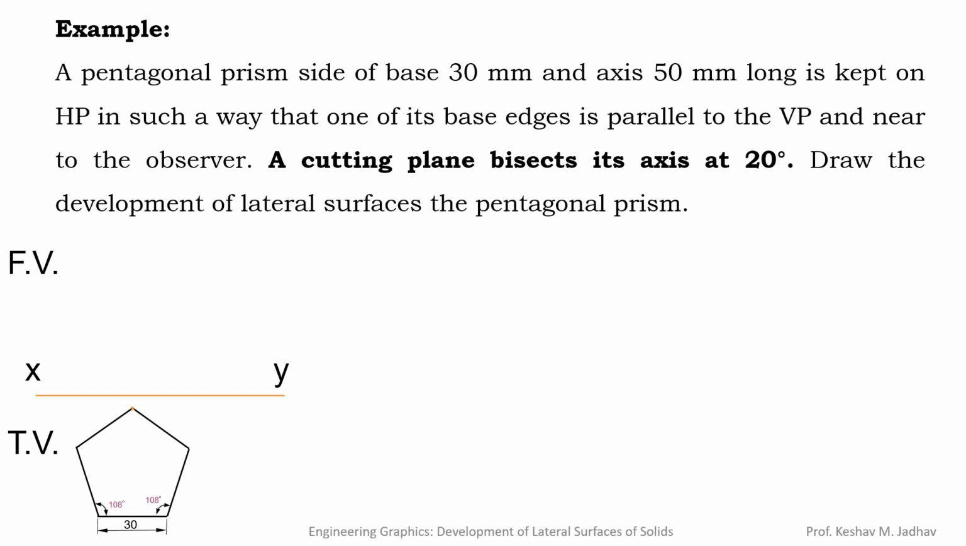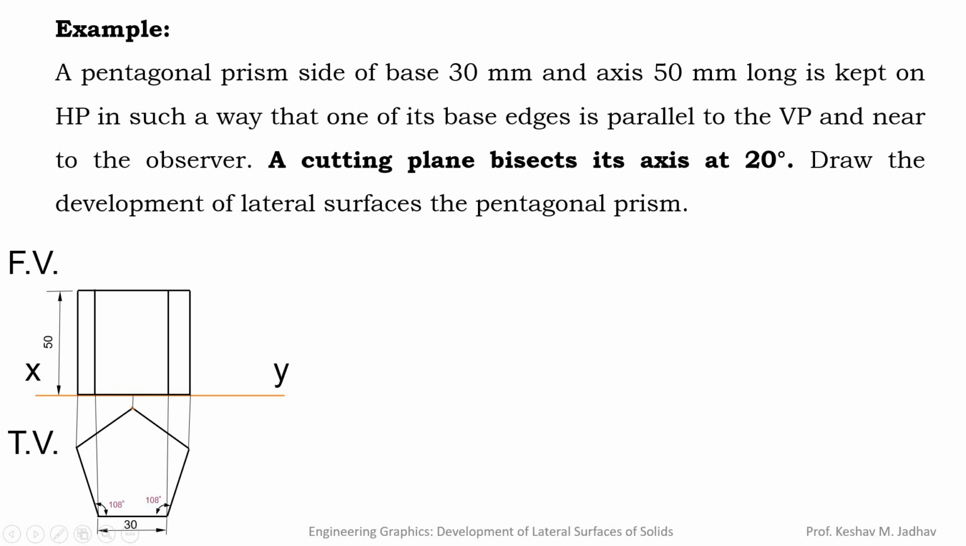Then to draw the front view we can take the projections of each point in the front view, and here the axis length is given. The axis length of the prism is nothing but the height of the prism. So we can measure a 50 mm distance, and we can draw vertical edges of the prism from each corner. So from this corner we can draw 50 mm, from this also it is 50 mm, from this also 50 mm, and from this also 50 mm. This edge is at the back side, so we can draw a hidden line.